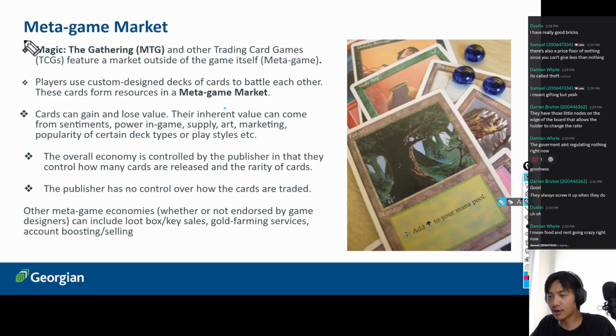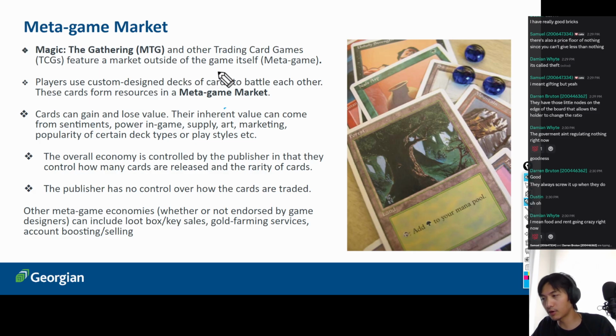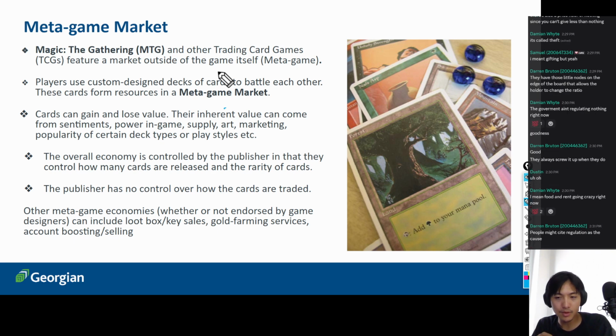You can also have markets outside of a game itself. Magic the Gathering and other trading card games can feature a market where people trade stuff outside of playing the game. You can trade the game pieces. So you build in this game, you build a deck of cards. Those cards have different effects and different art and stuff like that. And people can trade them and buy them and sell them on a third party market, right?